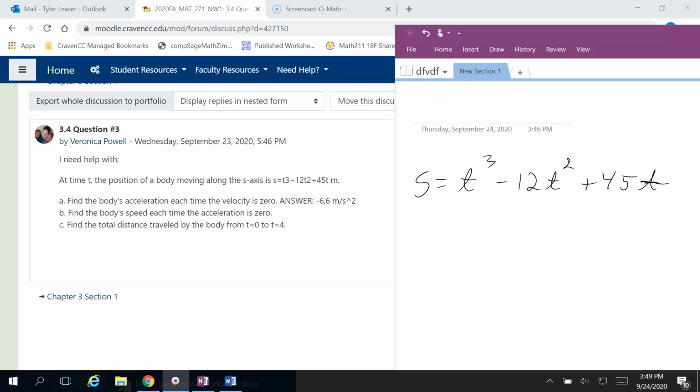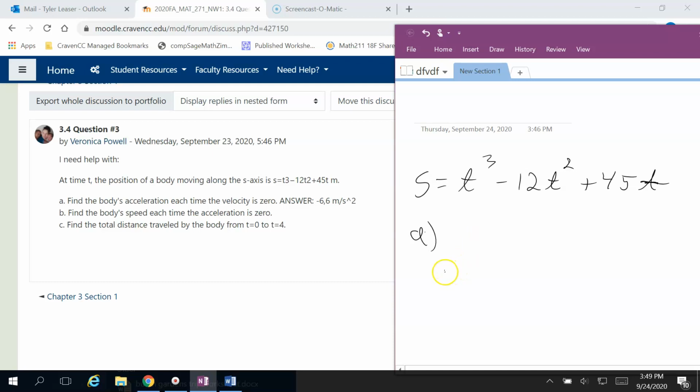All right, so just real quick, looking at your question here. At time t, the position of a body is given by this function s. I copied it over into my little notebook here. So A, we want to find the body's acceleration each time the velocity is 0. And you give an answer there. I don't know if you are able to find that or not, but I'll show you where they're getting the -6 and the 6 from.